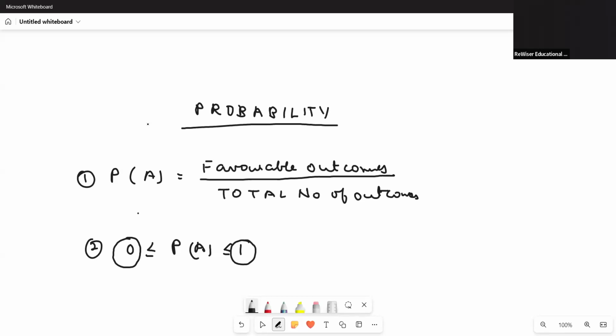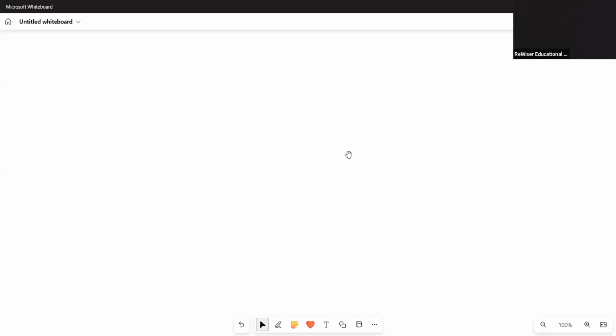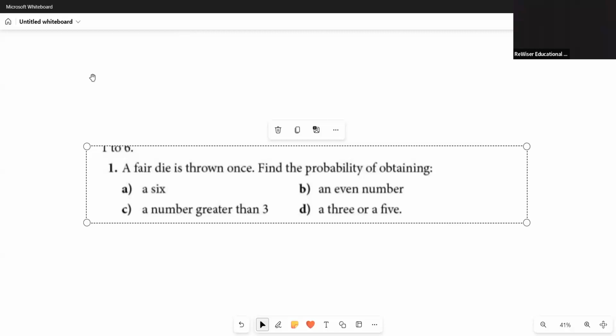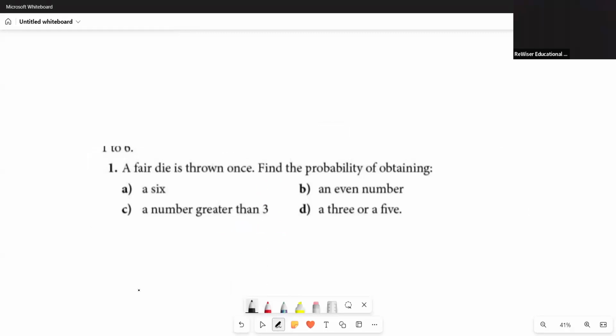So now we'll be placing a few sums that deal with the basic concepts of probability, and we'll check out how this works. This is a type of question which is basically asked on probability. It says that a fair die is thrown once. Find the probability of obtaining a 6. So if I list the outcomes from a fair die, the total outcomes can be 1, 2, 3, 4, 5, and 6. So there are a total of 6 outcomes.